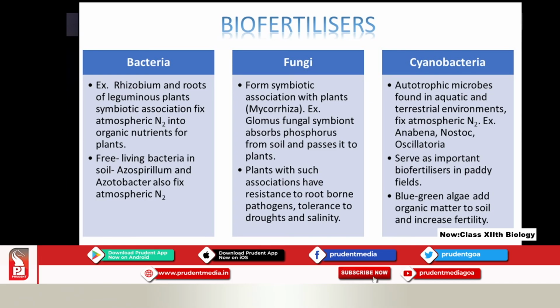The last one is the cyanobacteria. These are autotrophic microbes, which you studied in the 11th standard. In aquatic and terrestrial environments, they fix nitrogen. Examples are Anabaena, Nostoc and Oscillatoria. These examples you should remember. These serve as important biofertilizers in paddy fields. Cyanobacteria, the blue-green algae, add organic matter to soil and increase fertility. This is very, very important.